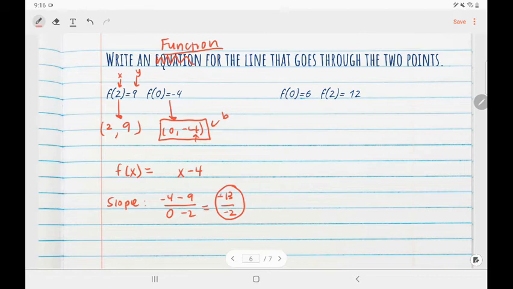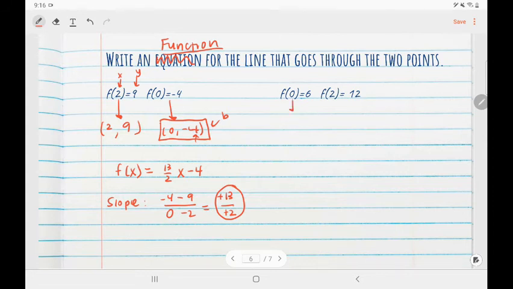reduce the fraction, but I can simplify it. A negative divided by a negative is a positive. So I would write it as 13 over 2. And I encourage you to continue to write your slopes as fractions. Don't convert them to decimals. All right, go ahead, take a second and pause the video and try this second example on your own.